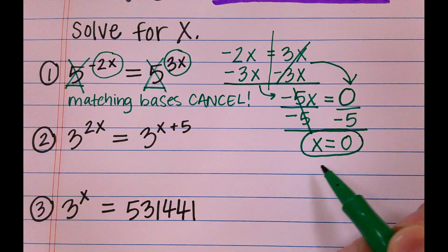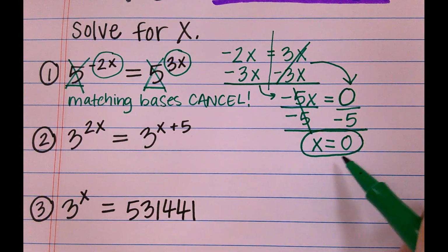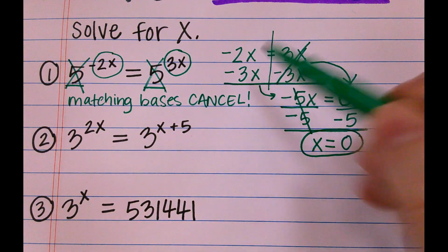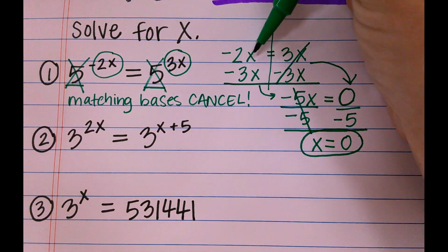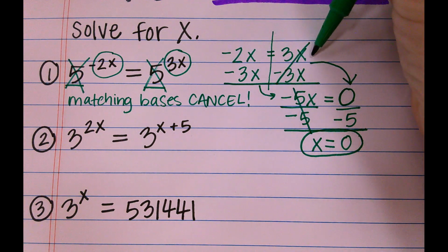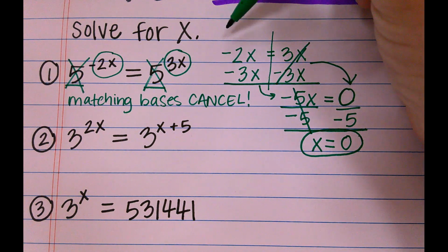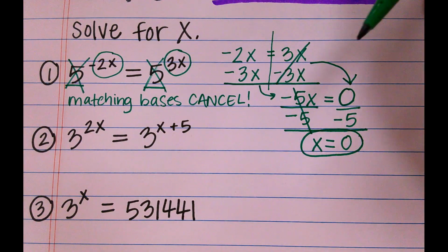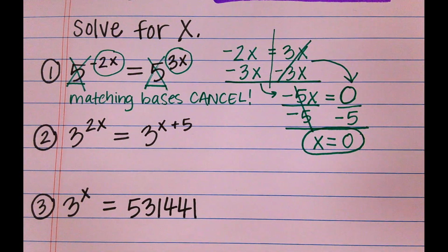We can use 0. We can double check that this is correct because whenever I plug in 0 for x, negative 2 times 0 is what? 0. 3 times 0 is what? 0. So is 0 equal to 0? Yep. So it works. 0 is a strange number. I feel smart now. X is 0 for number 1.